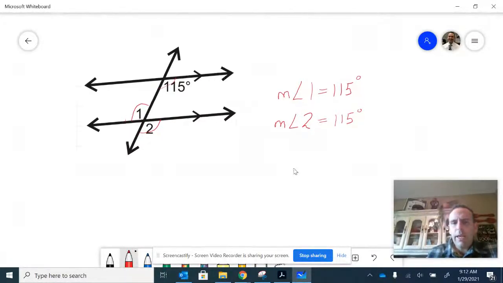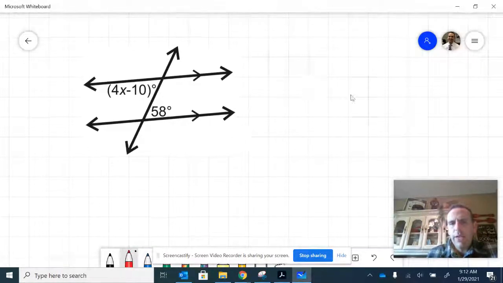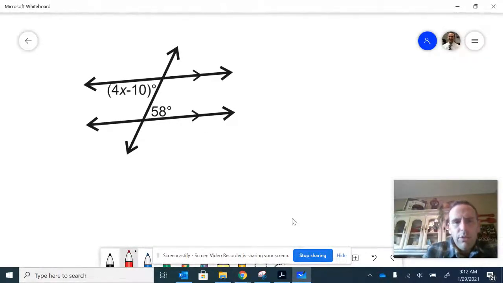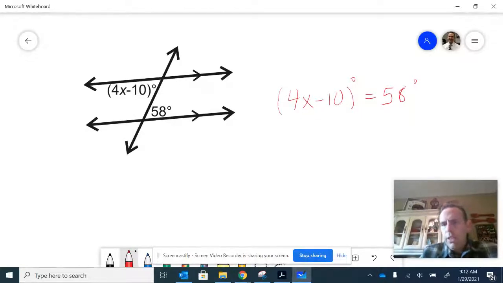Let's take a look at an algebraic connection. In this diagram, you can see I have the alternate interior angles that have labels. They're going to be equivalent in measure. So what we can determine is the measure of the top left angle there, called 4x minus 10 degrees, is going to be equal to the same as 58 degrees. Solving this algebraically, if we were to drop the degrees symbol, add 10 to both sides of this equation, we get that 4x is equal to 68.